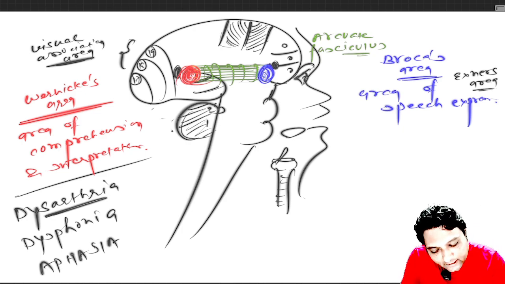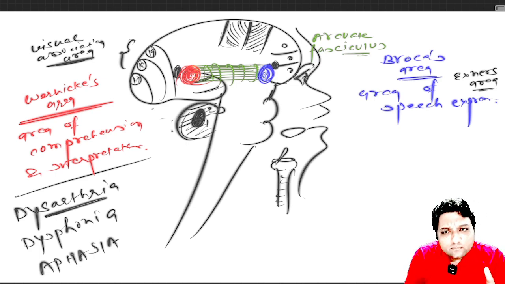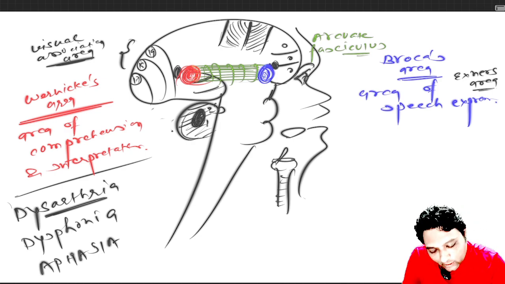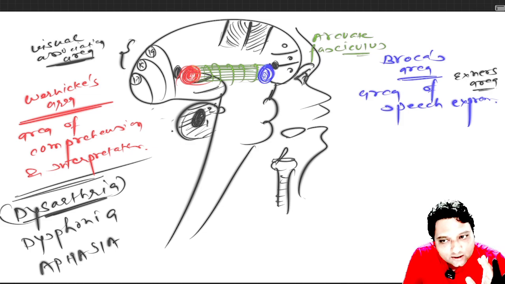Dysarthria is a lesion in the cerebellum. So if there is a lesion in the cerebellum, there will be incoordination in speech. The patient cannot speak in a coordinated manner. Speech will be incoordinated. So what is dysarthria? Dysarthria is due to a lesion in the cerebellum, and it is the incoordination in speech.